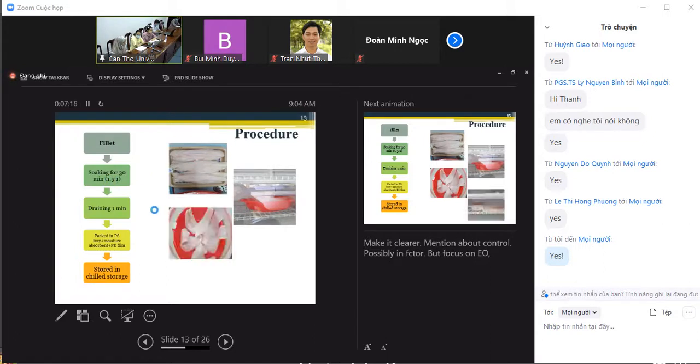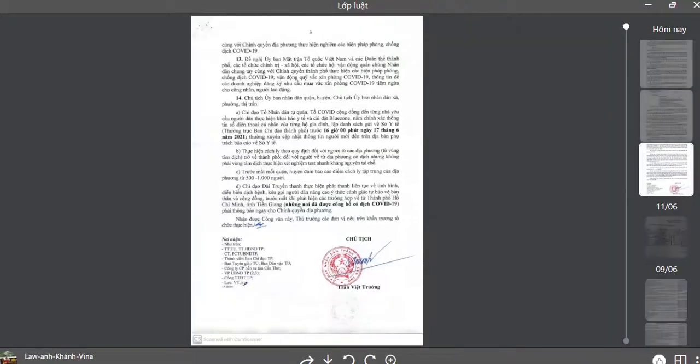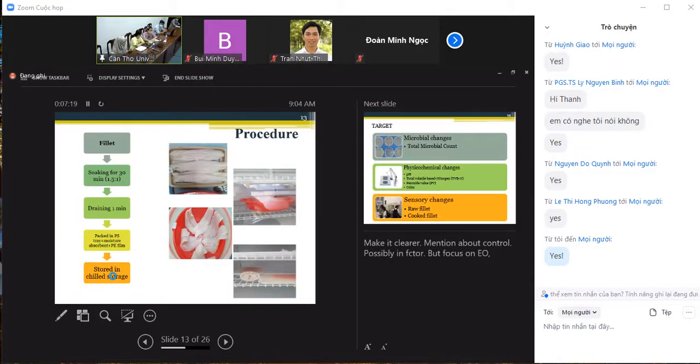And after that, we pack it in a polystyrene tray, add a moisture absorbent, wrap it in polyethylene film, and then store it in chilled storage. The reason why we choose to pack in a polystyrene tray and store in chilled storage is because we want to simulate the real condition in retail in Vietnam. It is like that.